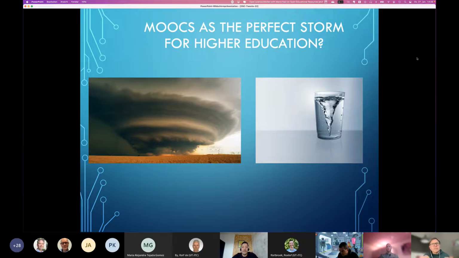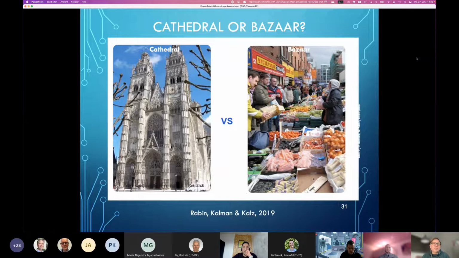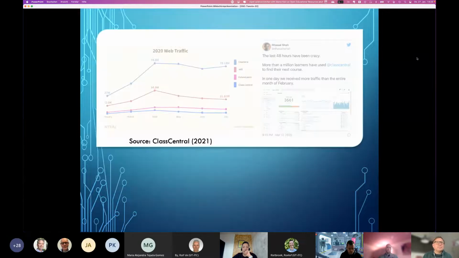We compared a little bit the cathedral and the bazaar, and we had the idea that these two paradigms would work together and that there would be a kind of hybrid approach to open education. The world has moved again, I have to say. This is from 2019. I would like to come back to this later. Let's see how much universities will still be involved in the open education space in the future.